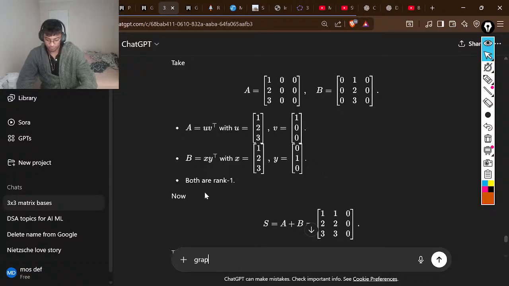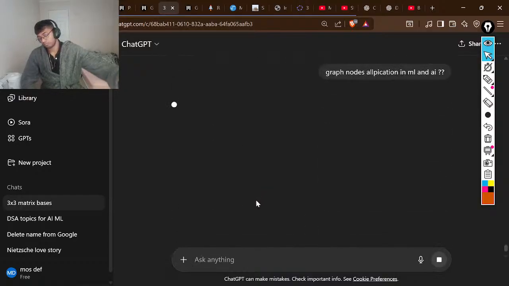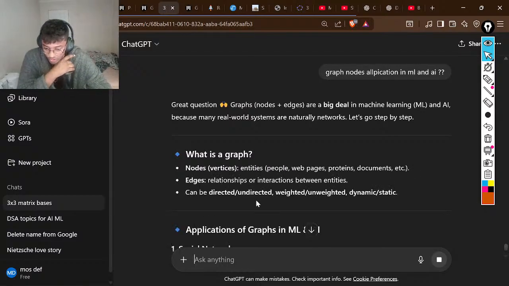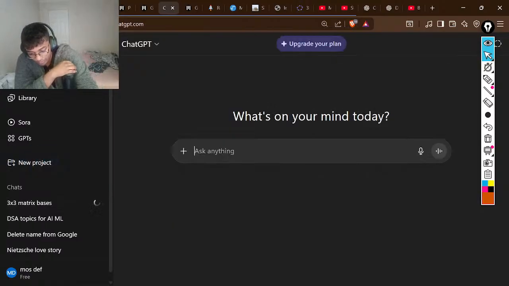Graph, nodes, application in ML and AI. It is a big deal in machine learning and AI because many real world systems are naturally networks, step by step.